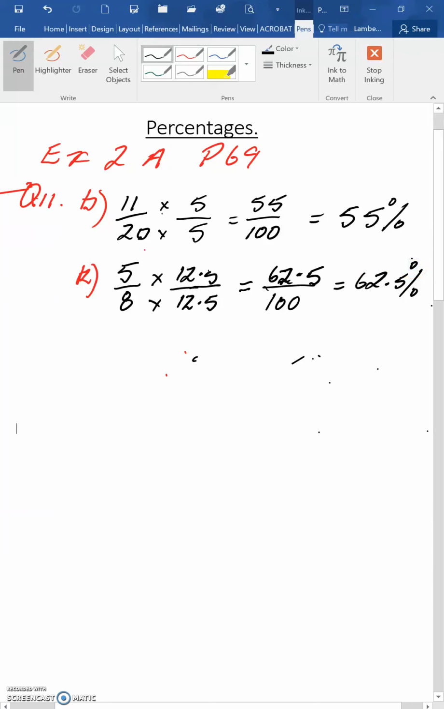And let's have a look at part L. And we see that that fraction is 19 on 40.